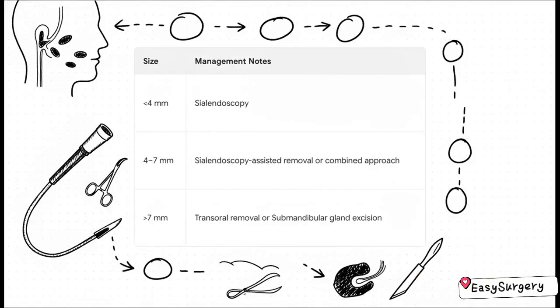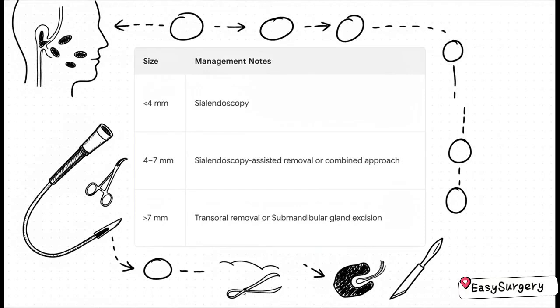So let's break down these hilar calculi, or proximal duct stones. If it's small, meaning under 4 millimeters, sialendoscopy is indicated. For a 4 to 7 millimeter stone, you'll want to employ sialendoscopy-assisted transoral removal, or a combined endoscopic and open transoral approach. Now, for the large ones, over 7 millimeters, you need transoral hilar stone removal by an experienced surgeon, assuming it's palpable.